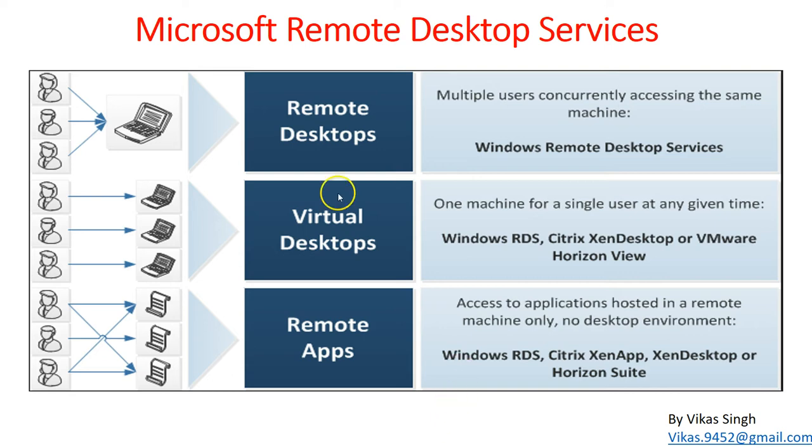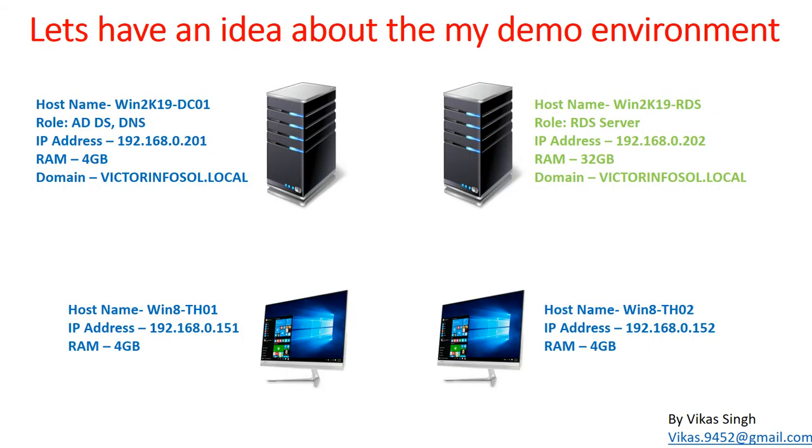So these are the two main slides about Microsoft Remote Desktop Services, and let's get in. This is my lab environment, which I'm going to use in this demo to show you how to install and configure Remote Desktop Services on Windows Server 2019. So my first server is Win2K19 DC01. This is my Active Directory server. My domain name is victorinfosol.local.